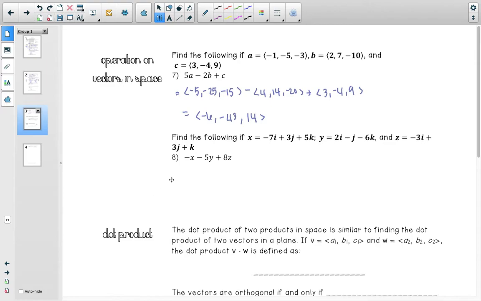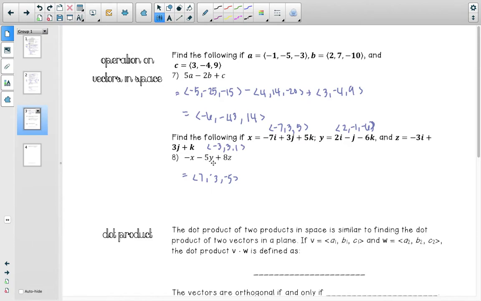It's the same process. So if we were to do this one, what I personally would do is change it into this form. So I'm going to write that above. It's -7, 3, and 5, and this would be 2, -1, and -6. I keep making parentheses, and I'm going to write this over here, -3, 3, and 1. Okay, so we'd have -x, so that just changes the signs.